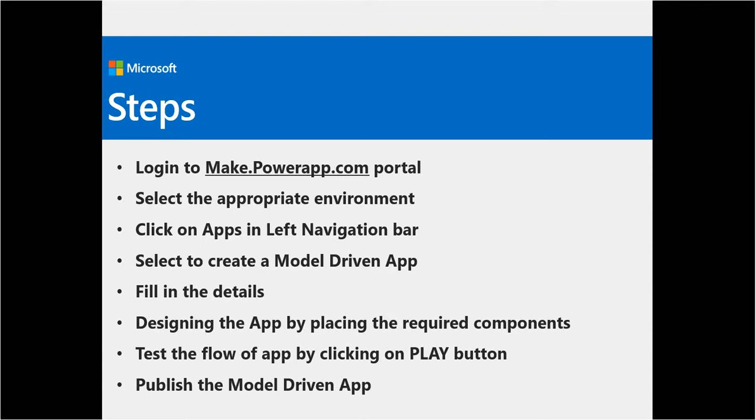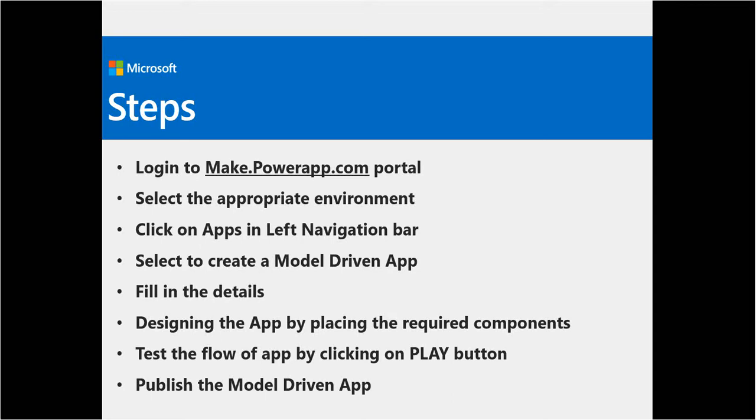Then after logging in there, we need to select create a model driven app from blank, fill in the required details, and then we can simply design the app by placing our required components in there. And once the designing has been completed, we need to save the app, validate it, publish it, and then we can verify the changes by clicking on a play button. And once all the things are all good, then you can publish the model driven app. It would be available under your Dynamics 365 customer engagement modules.